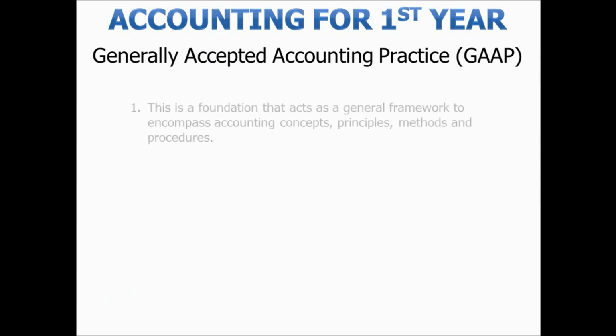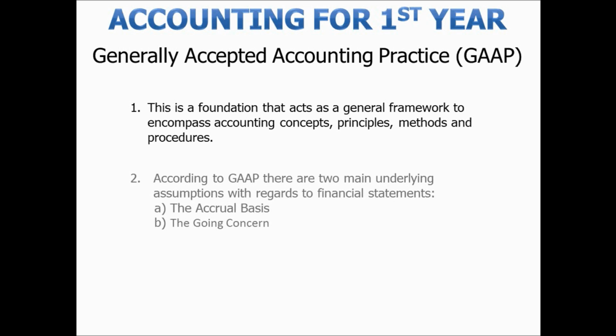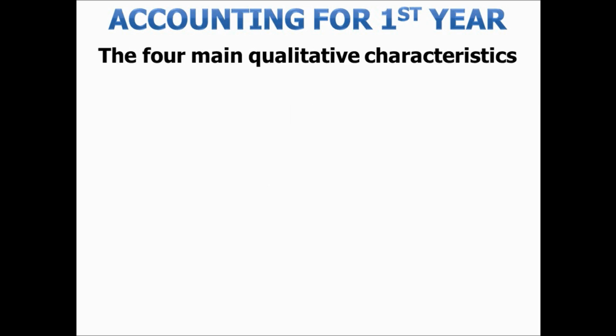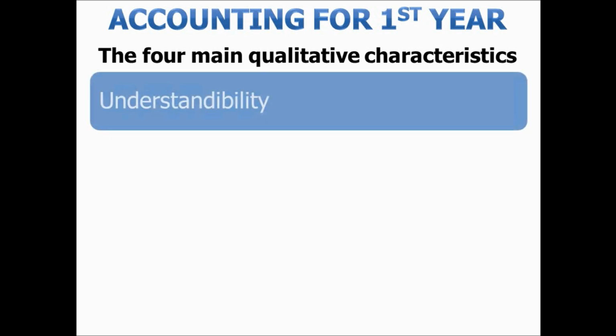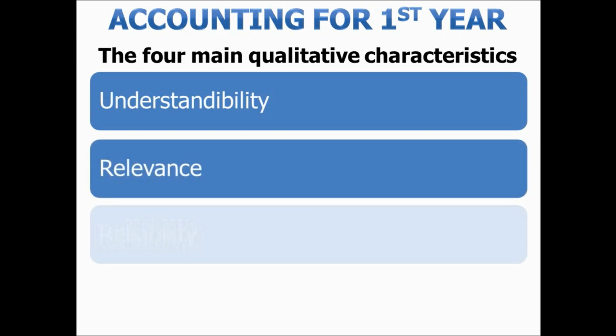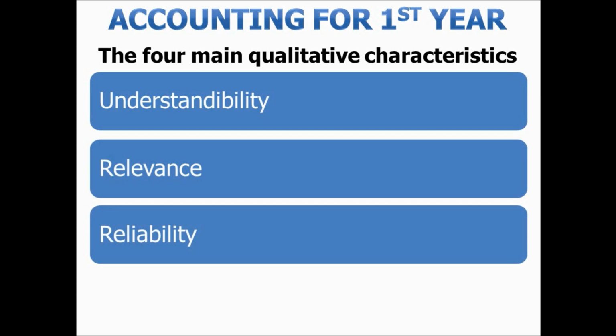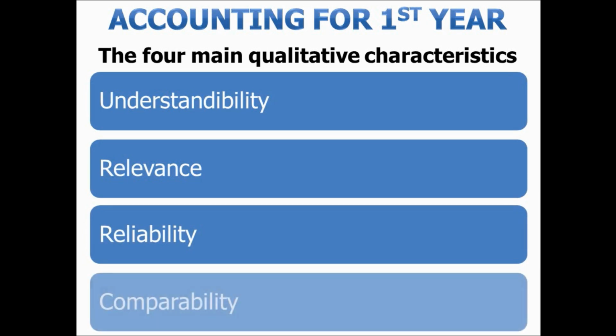Generally accepted accounting practice is a foundation that acts as a general framework to encompass accounting concepts, principles, methods, and procedures. And according to GAAP, the two main underlying assumptions with regards to financial statements are the accrual basis and the going concern. There are four main qualitative characteristics, which say that the financial results must be understandable to the users thereof, they must be relevant, they must be reliable in their consistency, and they must be comparable, for example, with the previous financial periods.